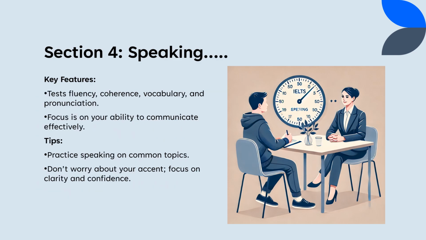The speaking section is designed to test how well you can communicate in English. It evaluates 4 key areas: fluency, coherence, vocabulary, and pronunciation. Fluency means how smoothly you can speak without long pauses. Coherence is about organizing your ideas logically. Vocabulary is your choice of words, and pronunciation ensures your speech is clear and easy to understand.